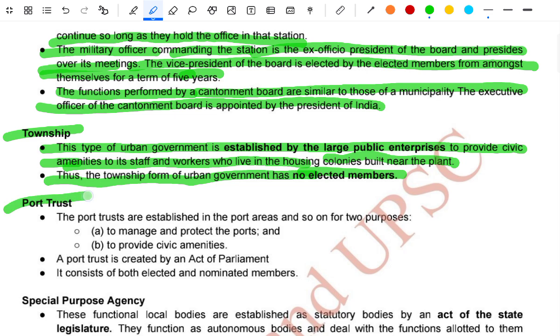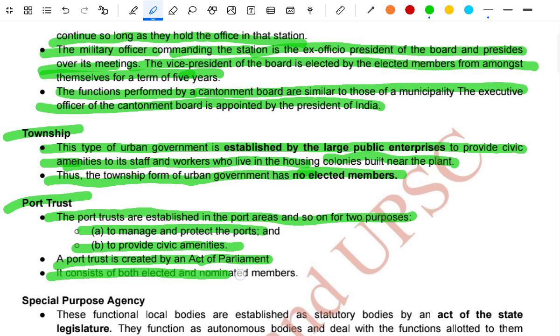Port trust. The port trust is established in port areas for two purposes. First, to manage and protect the port. Second, to provide civic amenities. The port trust is created by an act of Parliament and consists of both elected and nominated members. Special purpose agencies.